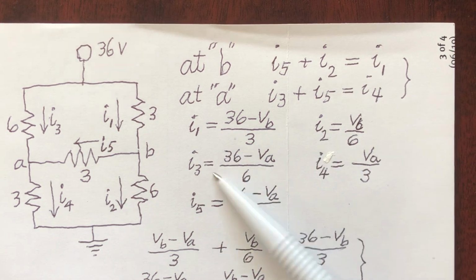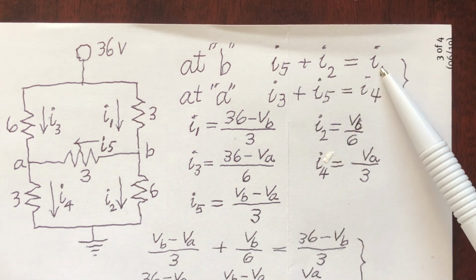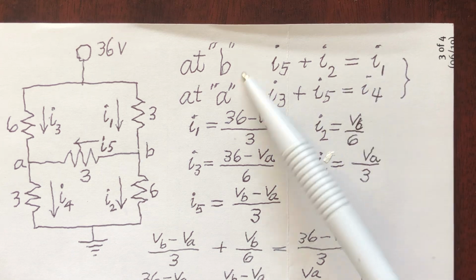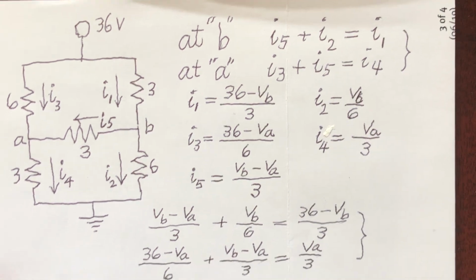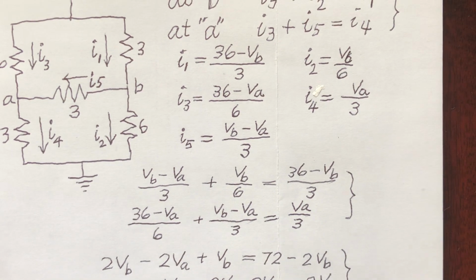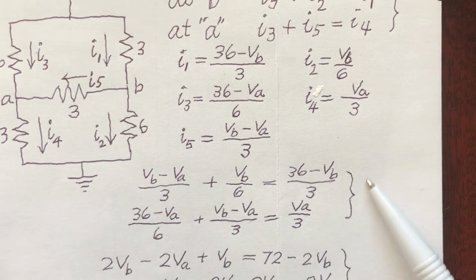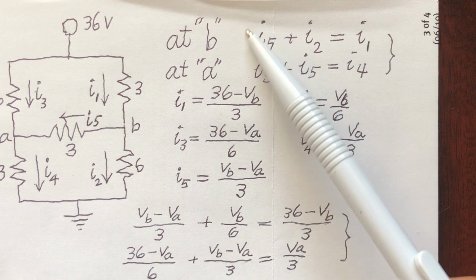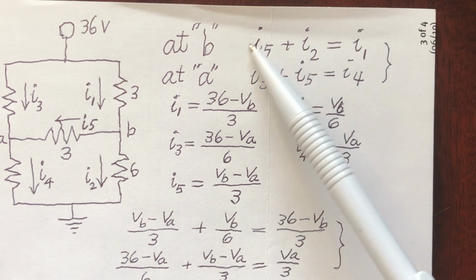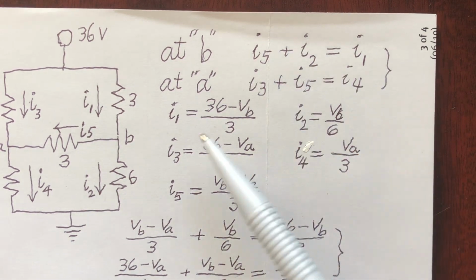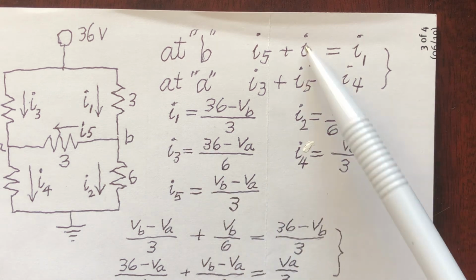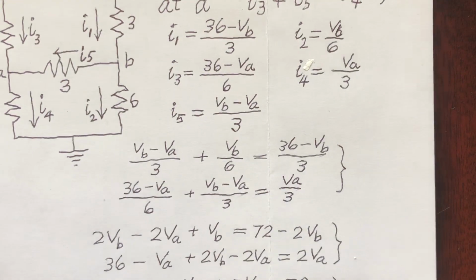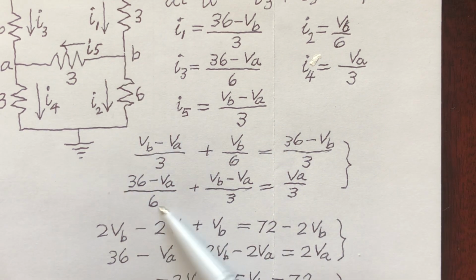Substitute I1, I2, I3, I4, I5 into these two equations. I get these two equations. I repeat, these two equations. After I substitute I1, 2, 3, 4, 5 into these two equations, I get another two equations, which is here.